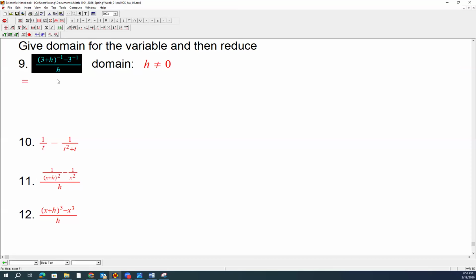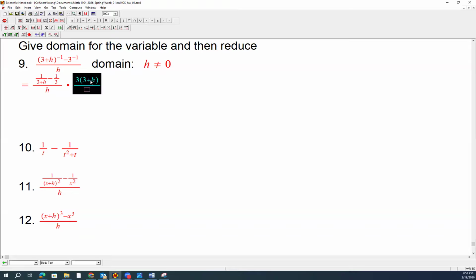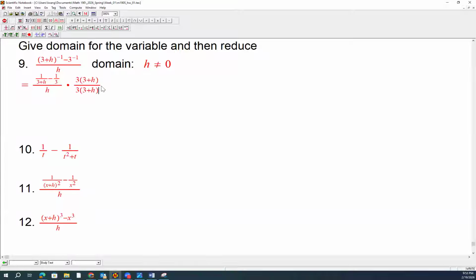And then we will write in the fraction forms for 3 plus h to the power of -1, and that is 1 over 3 plus h. And 3 to the power -1, that's 1/3, 1 over 3. Common denominator is 3 times 3 plus h. And we take that and makes 1. Any number times 1 stay the same.